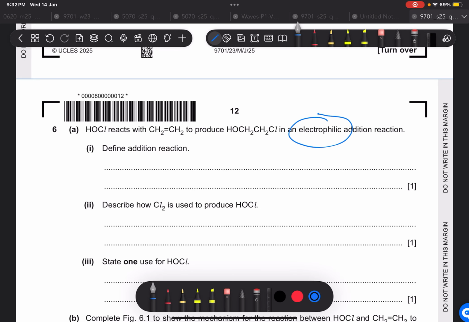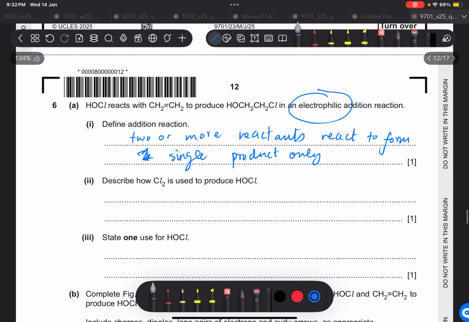Define addition reaction. The reaction in which only one product is formed is an addition reaction. There is no rocket science in it. When two or more things react to make only one product. So the thing is, two or more reactants react to form one, or you can say single, product only.